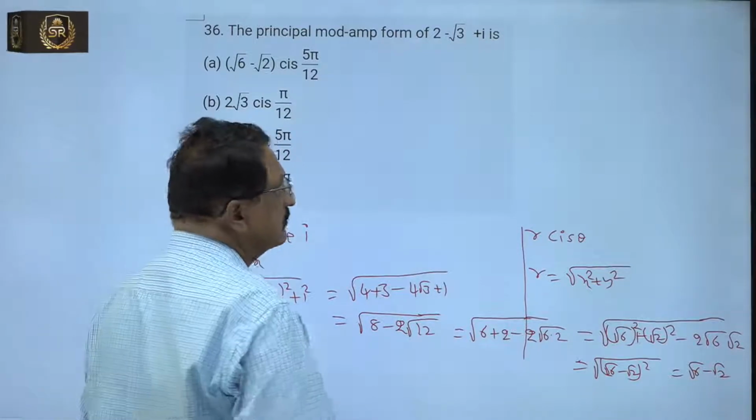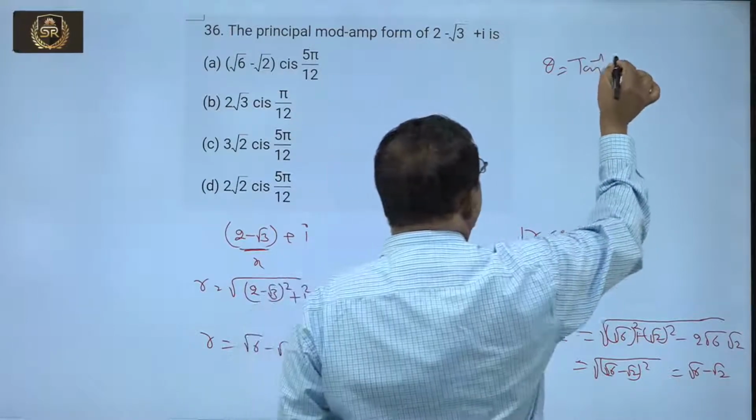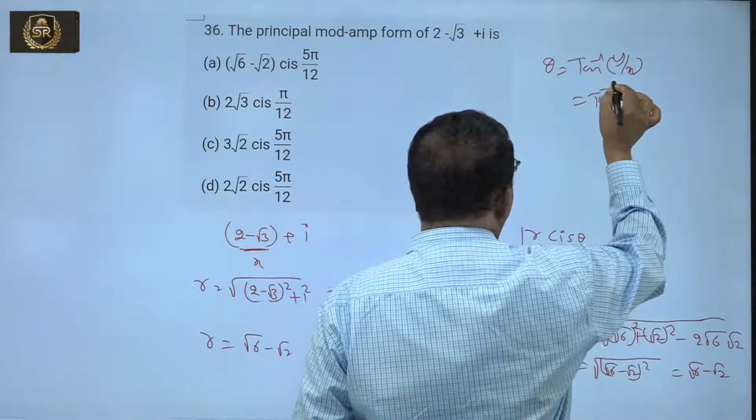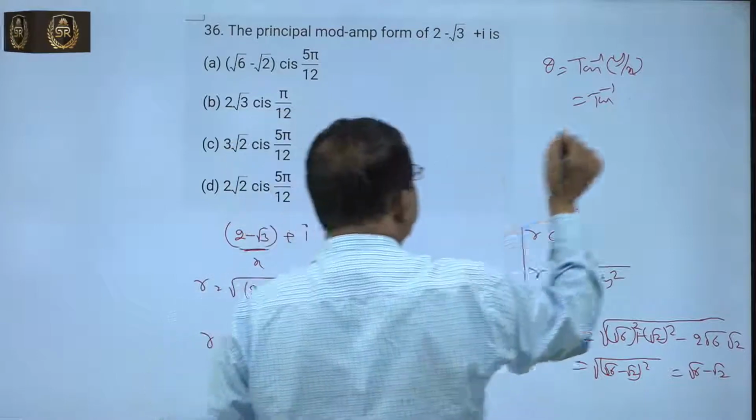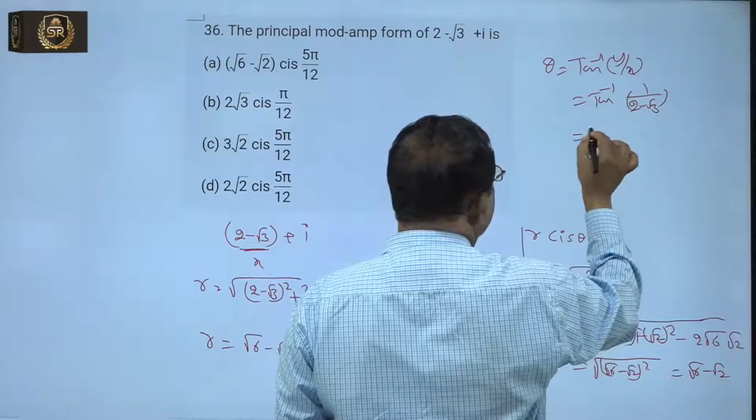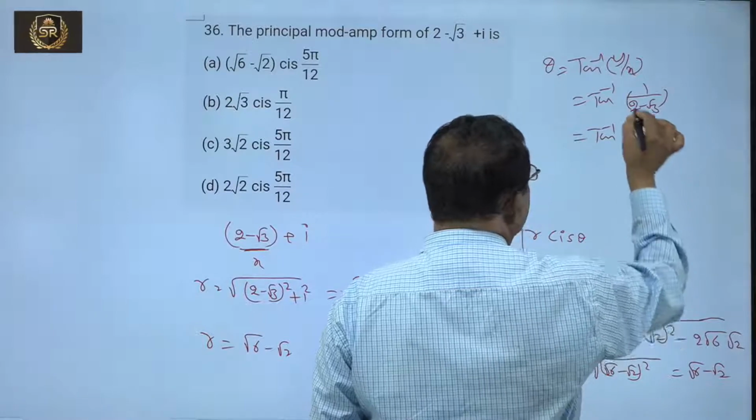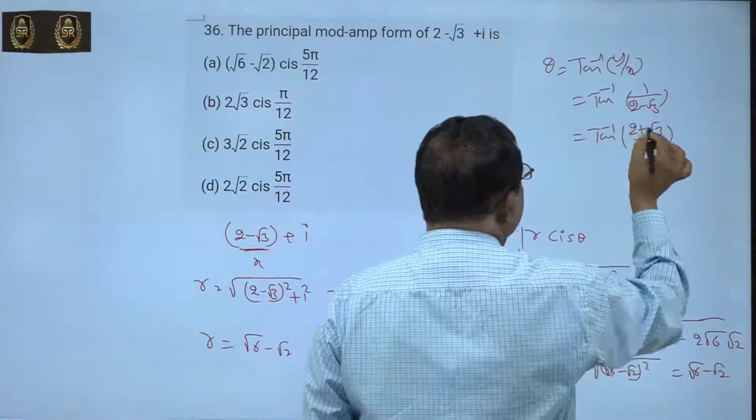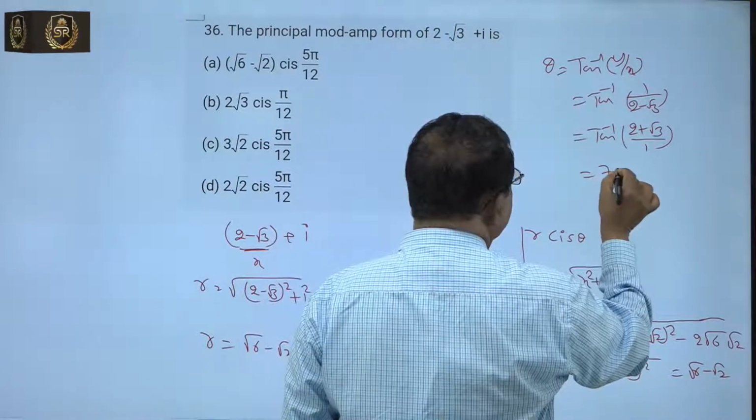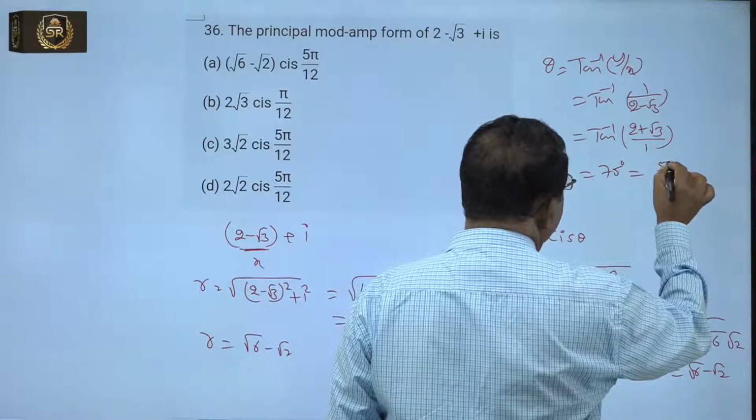Next, we require theta. Theta equals tan inverse y by x, that equals tan inverse of 1 by 2 minus root 3. Rationalizing the denominator, that equals tan inverse of 2 plus root 3 by 4 minus 3, which is 1, so tan inverse of 2 plus root 3. But that is nothing but 75 degrees, which equals 5 pi by 12 radians.